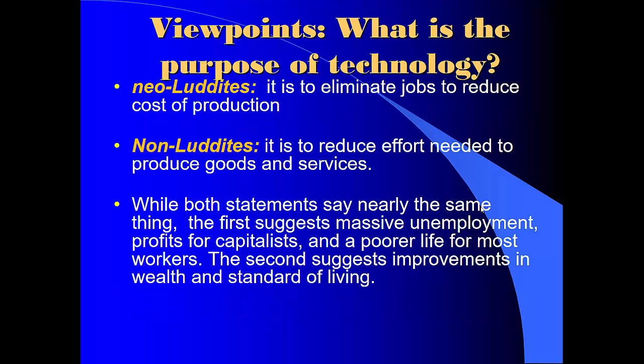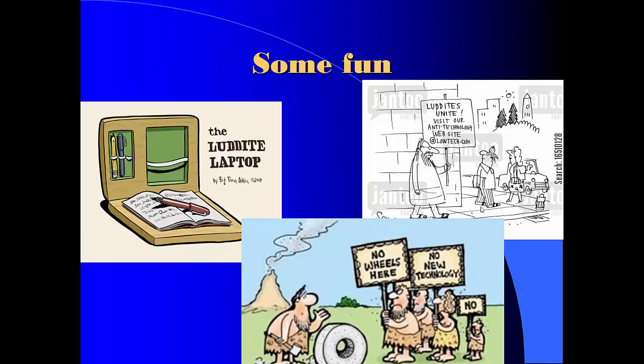So what is the purpose of technology? Just to get a difference in viewpoint here, a neo-Luddite might answer it's to eliminate jobs to reduce the cost of production, whereas a non-Luddite would say it's to reduce effort needed to produce goods and services. Both statements might be saying the same thing in terms of what is happening, but the first suggests the focus is on employment. It's only for the benefit of the company, whereas the second talks about reduction in effort needed to actually create something.